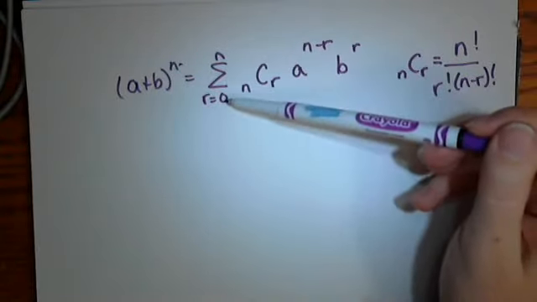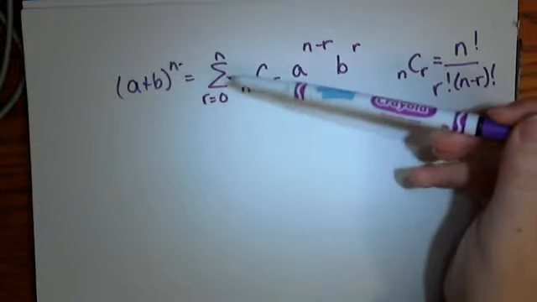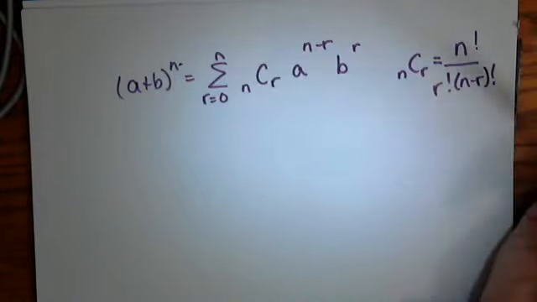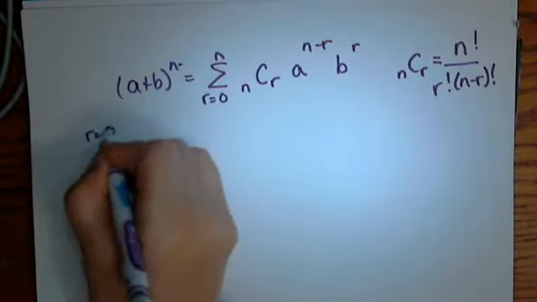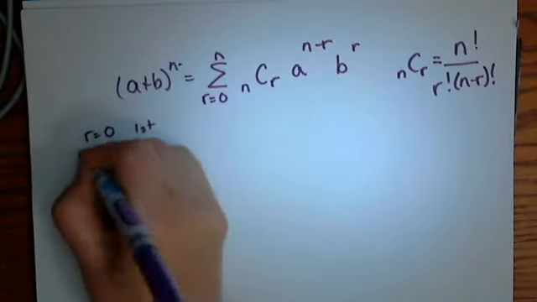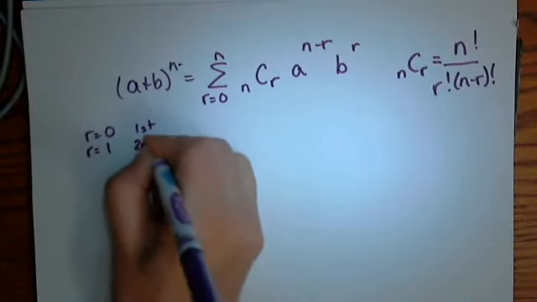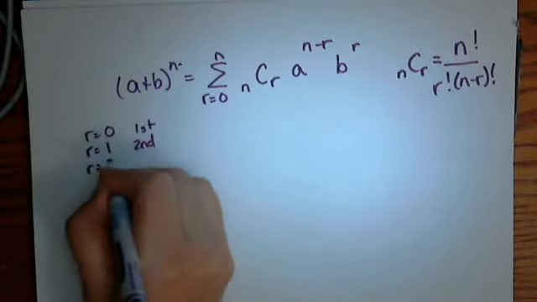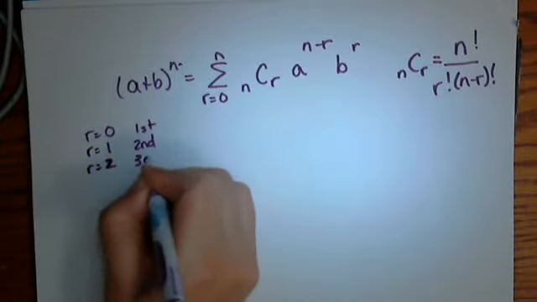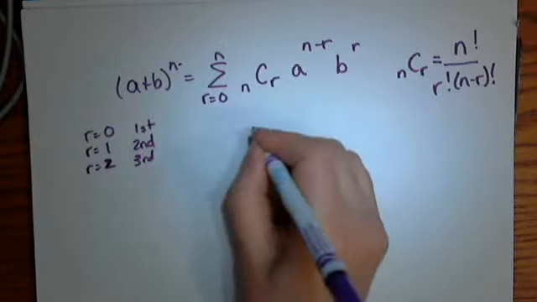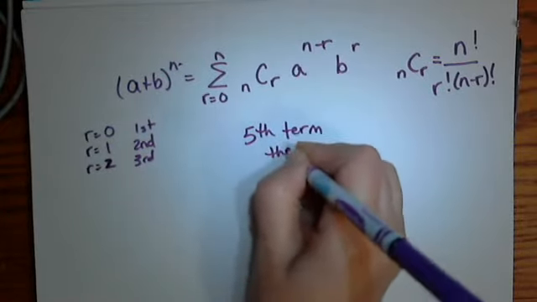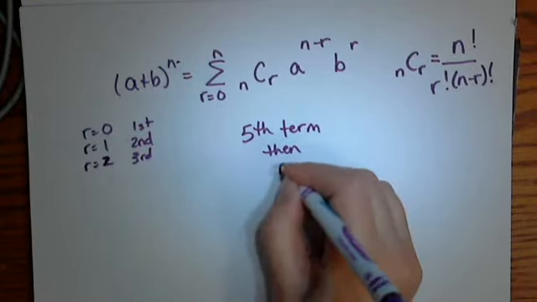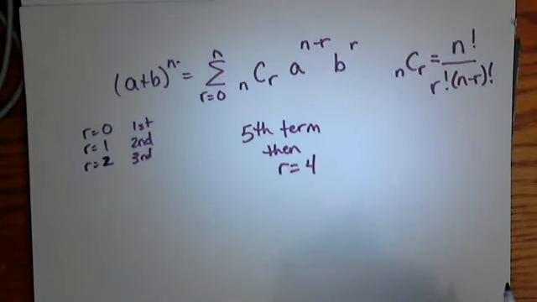The first time r is going to be 0. The second time r will be 1, 2, 3, 4, 5. So if we're looking for just the 5th term of something, well, r equals 0 is going to be the first term. R equals 1 will be the second term. R equals 2 is the third term. You can see how that goes. So if we're looking for the 5th term of something, that's going to happen when r is equal to 4.